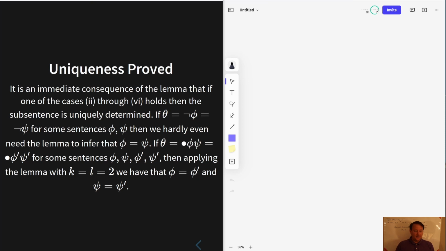But then if you had any binary connective, and we knew that theta is equal to dot phi psi, but also equal to dot phi prime psi prime, we want to prove that phi equals phi prime and psi equals psi prime. Well, okay, drop the leading dot, whatever that dot represents, a conjunction or a disjunction or whatever. Then you've got the equality of phi psi equals phi prime psi prime. And then the lemma just tells us that phi equals phi prime and psi equals psi prime, and we're done.